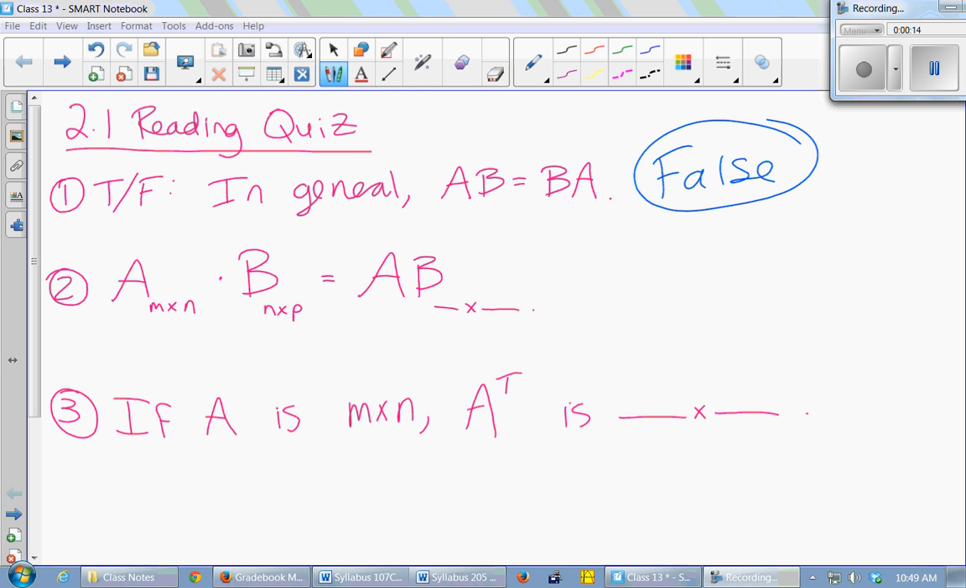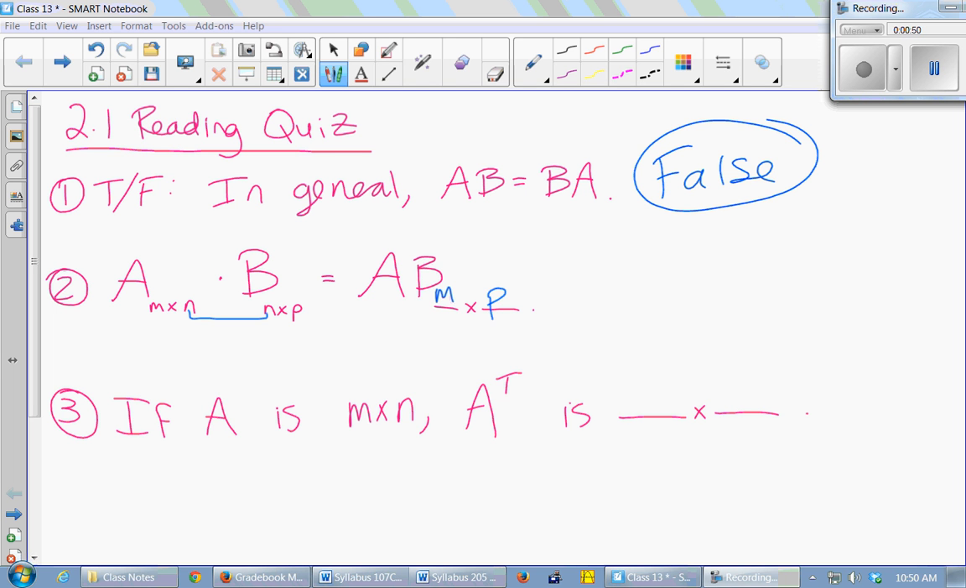All right, if you're multiplying two matrices and you have an m by n multiplied by an n by p, what are the dimensions of the resulting matrix? M by p. Yep. So when you're multiplying matrices, in order for it to be valid, the inner dimensions have to match, right? The number of columns in A has to equal the number of rows in B, and the result is the outer dimensions. It's M by P.